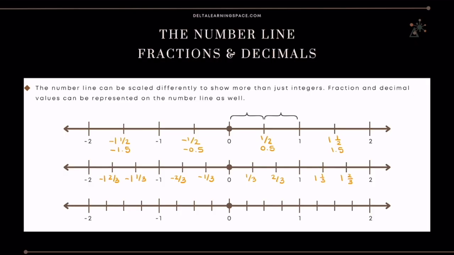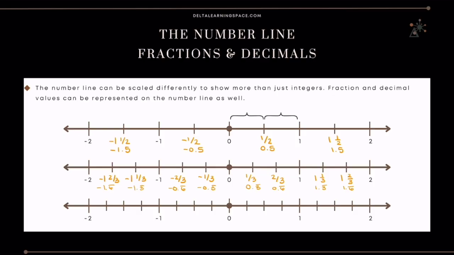I can also write these as decimals as well. Thirds, though, do get written as repeating decimals, so that would be 0.3 repeating, 0.6 repeating, 1.3 repeating. If we're having trouble making those fraction to decimal conversions, please check out our fractions and decimals revision video.